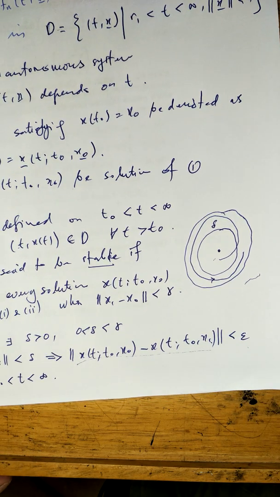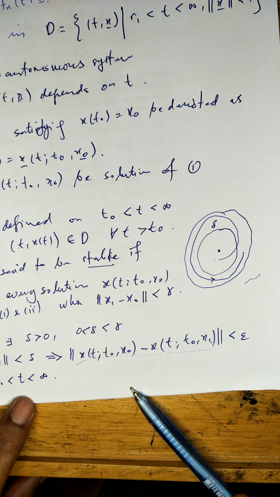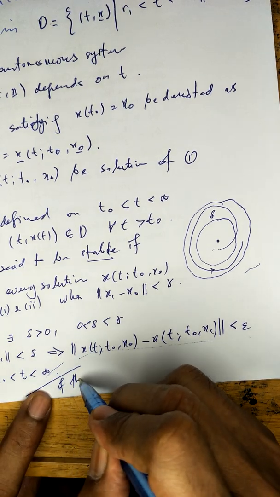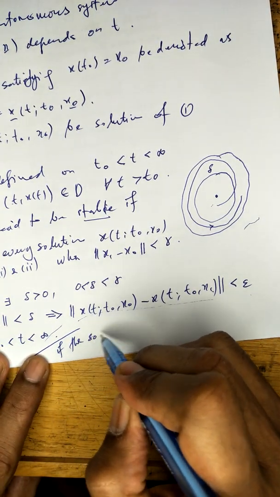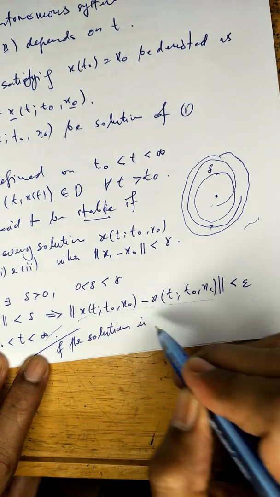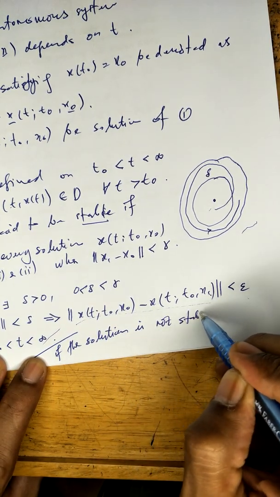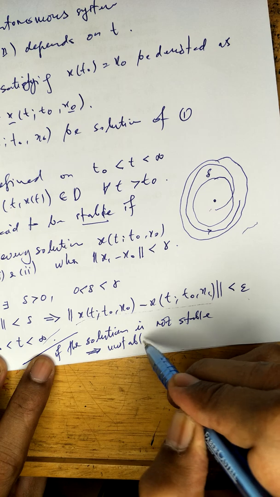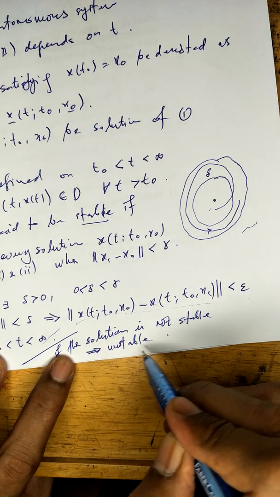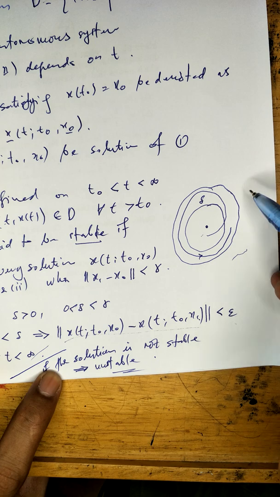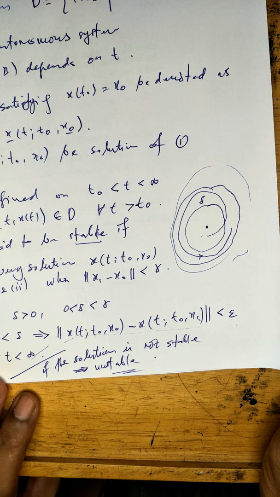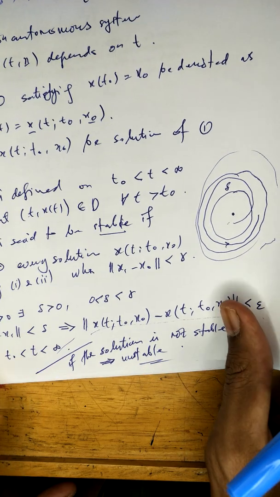Now if the solution is not stable, then it is called unstable. For the unstable case, the trajectories go beyond the epsilon. Now I give another definition.